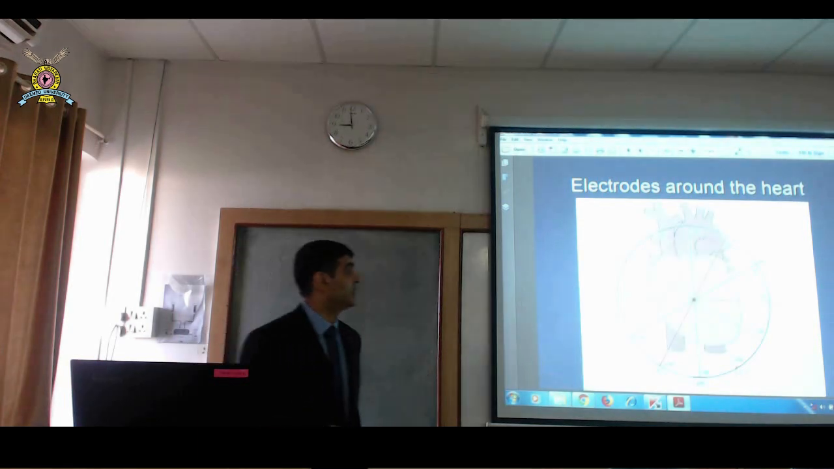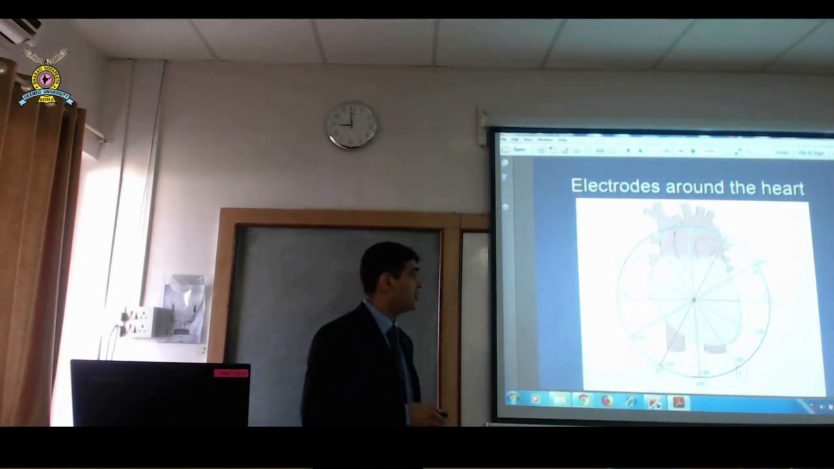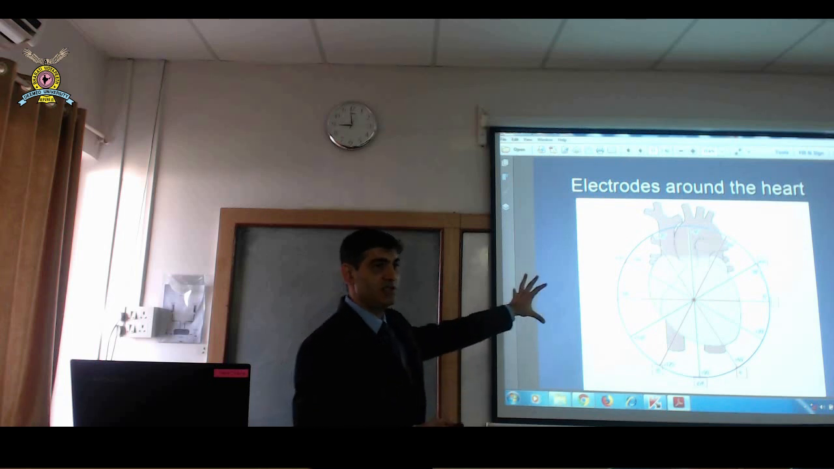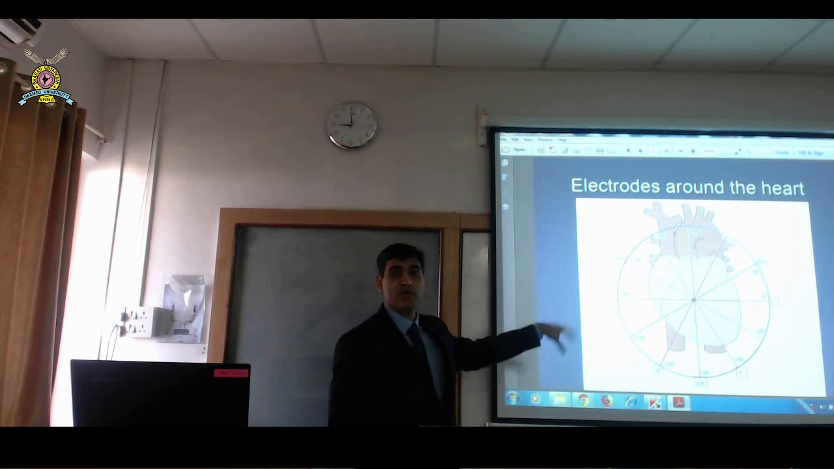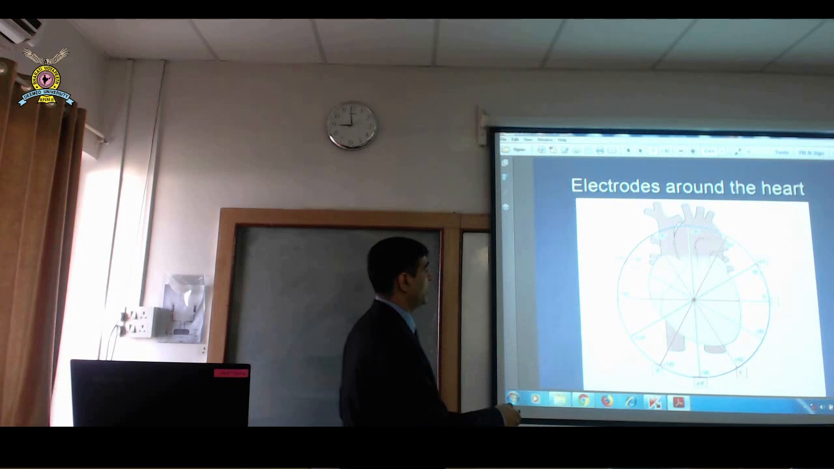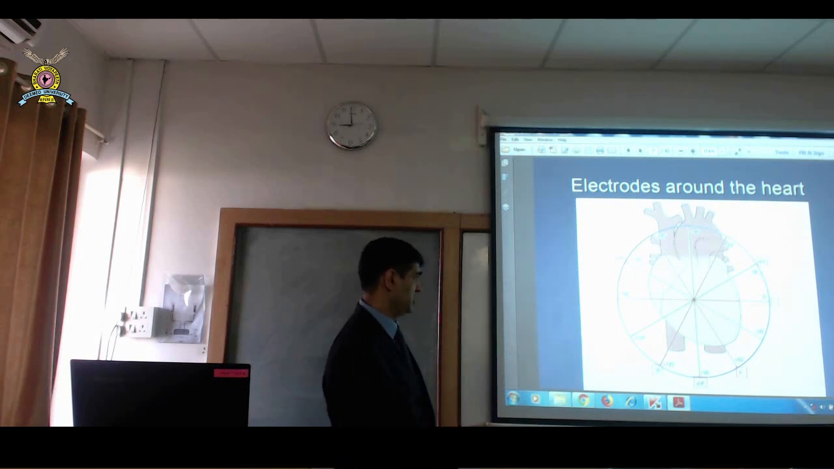Okay? So if you look at the electrodes around the heart, I told you this. How do you look at the heart? Okay, you've got a heart sitting in the center, and you're looking at it from different angles. How do you look at it from different angles? Okay? So I'll tell you this in a simple way.